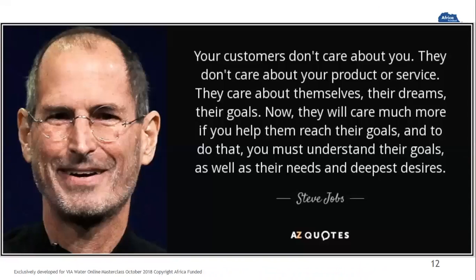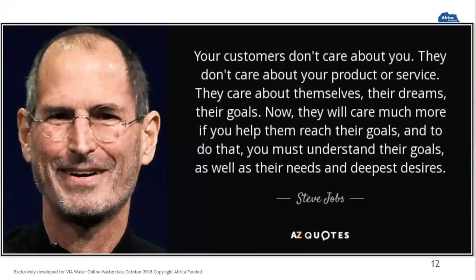So one of you mentioned in the question section that it was hard to sell to customers because they more or less don't care or don't have interest. I think it's the same as what Steve Jobs also mentioned. Your customers don't care about you. They don't care about what you offer. They care about themselves, their dreams, their goals. And they only care about you if you help them to reach their goals. And to do that, you must understand their goals as well as their needs and their deepest desires. I think this is one of the most important takeaways of today's class.